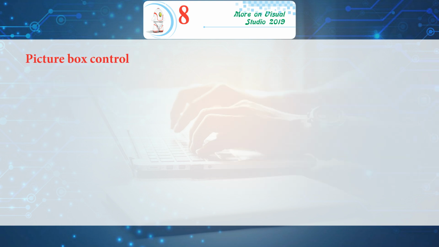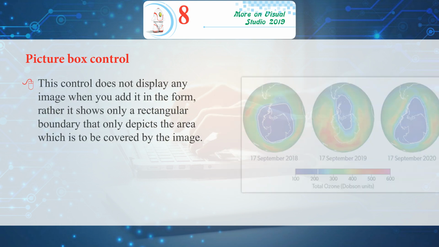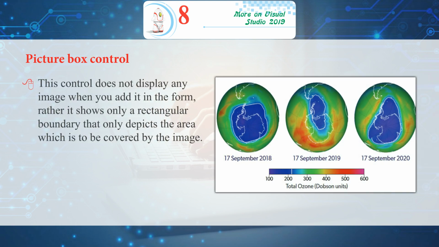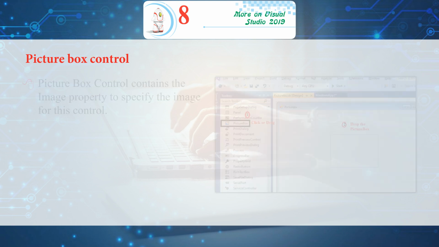Picture Box Control. It is a control in Visual Studio 2019 that is used to display images. This control does not display any image when you add it in the form. Rather, it only shows a rectangular boundary that depicts the area which is to be covered by the image. Picture Box Control contains the Image property to specify the image for this control.